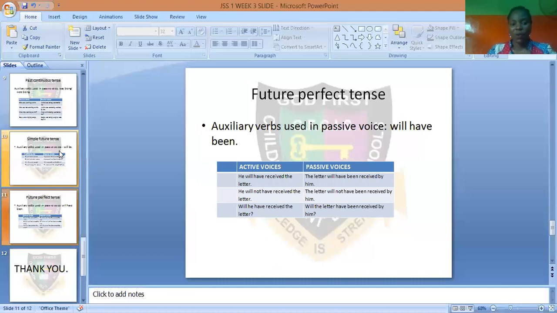So here we have the future perfect tense. Auxiliary verbs used in passive voice are will have been. The first example here: he will have received the letter. The letter will have been received by him.